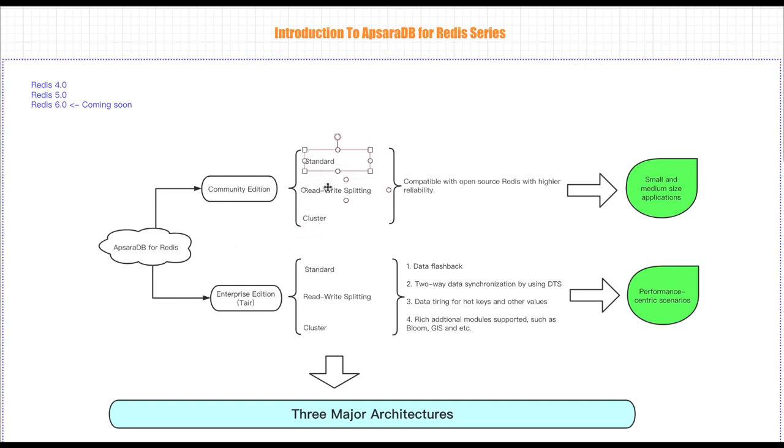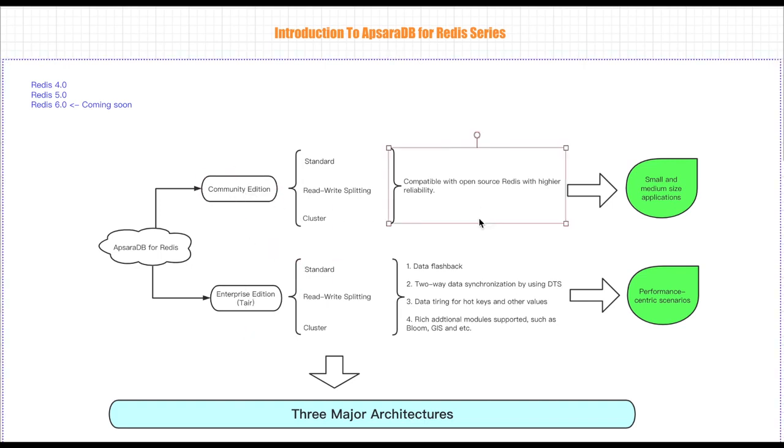For standard and read-write splitting, they're both in single-thread mode, by which I mean they only have one master node to handle all of the read and write requests. But for cluster, it's a little bit different because there are a lot of data shards included, or you can see there are a lot of master nodes to handle all of the read and write requests. Okay, we'll discuss these three major architectures later in this video. So let's skip to the differences between Community Edition and Enterprise Edition.